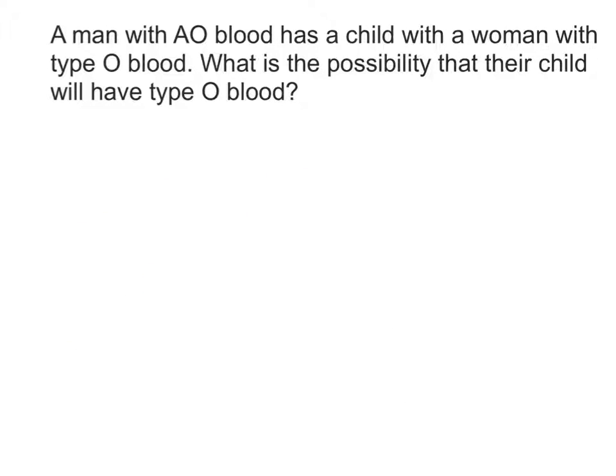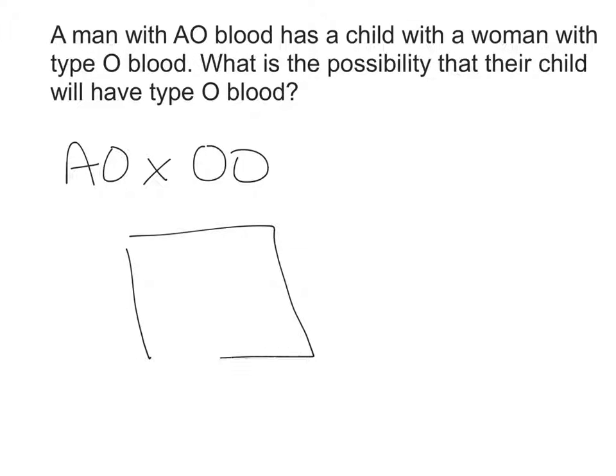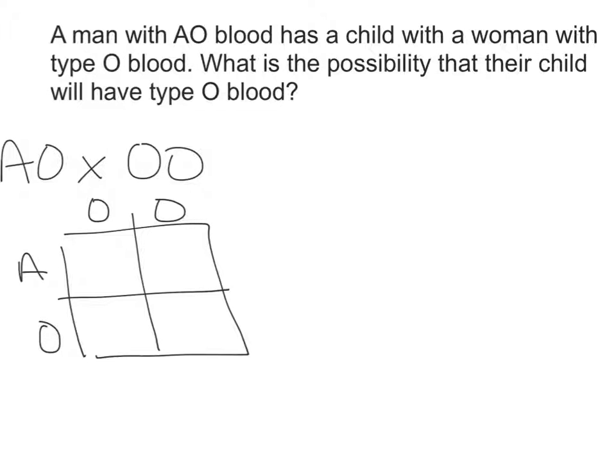Here's another blood type question, and in this one we have our genotypes already given to us. The man has the genotype AO, and he marries a woman who is type O blood, or genotype OO. Again, we're going to put those gametes into a Punnett square: AO for the man, OO for the woman. Now we fill in the boxes: AO, AO, OO, and OO.